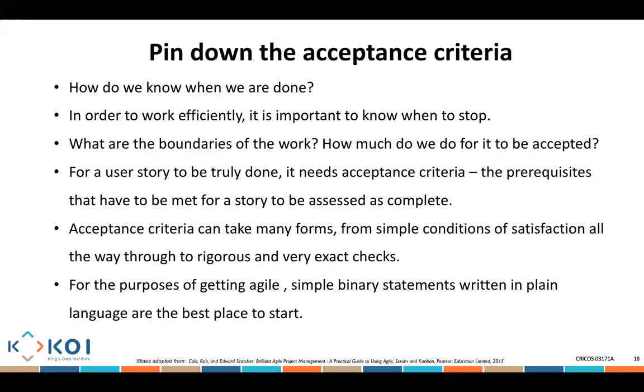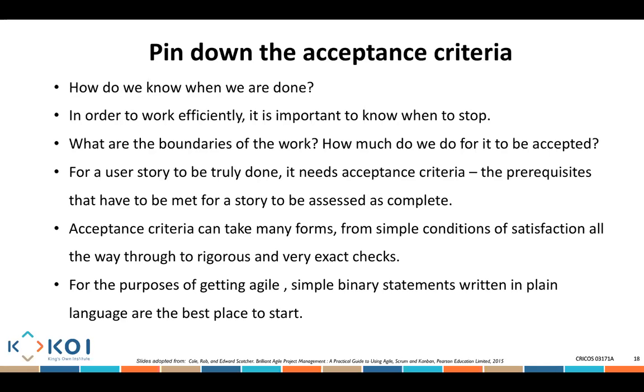Acceptance criteria can take many forms, from a simple condition of satisfaction all the way through to rigorous and very exact checks. So the check that I gave you was a bit general. If you want a more specific check, it could say, I want to be able to download a report. I want to be able to send messages to people. I want to be able to get information about the exact numbers. So you'd be more specific in terms of what you need to be able to do for the actual user story to be accepted.